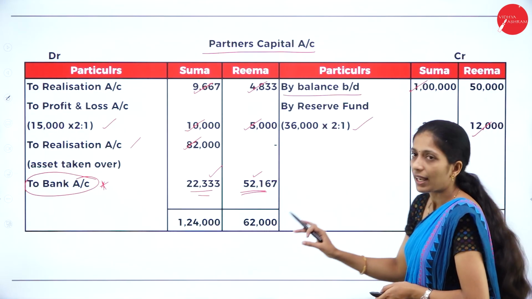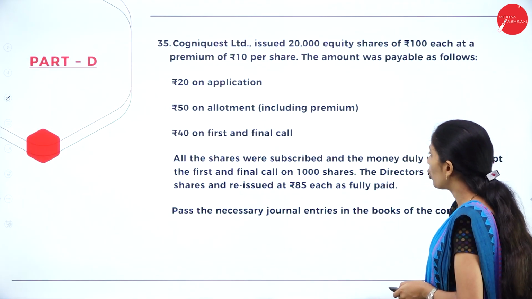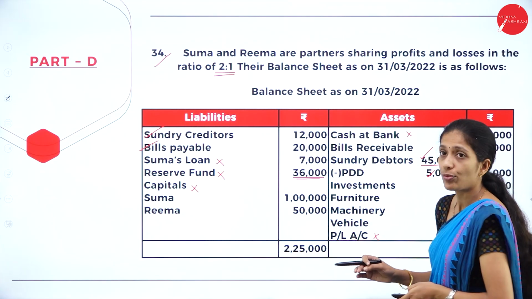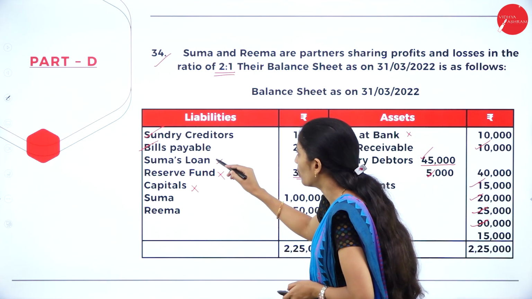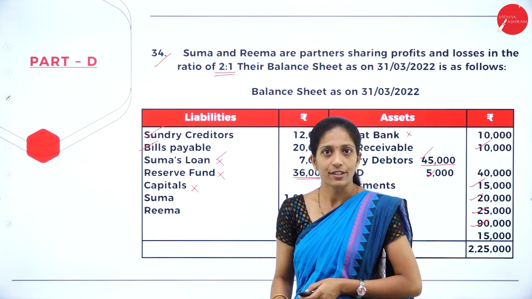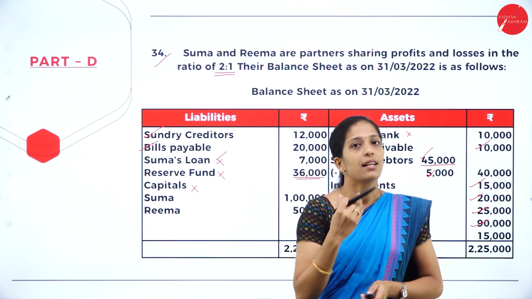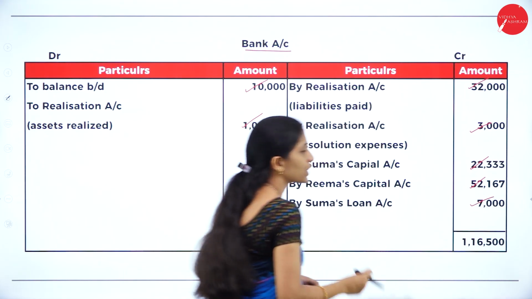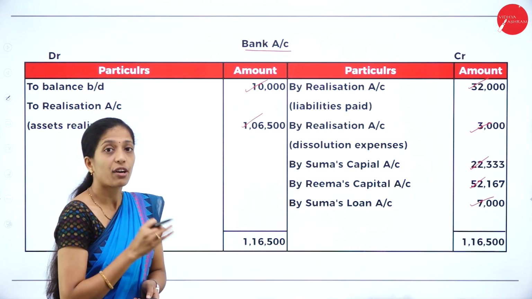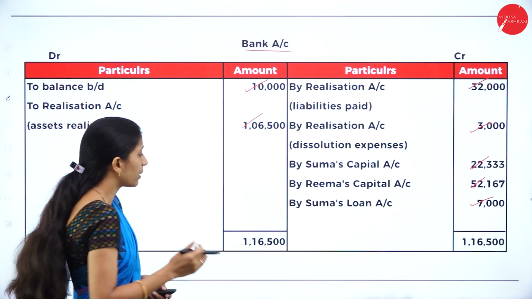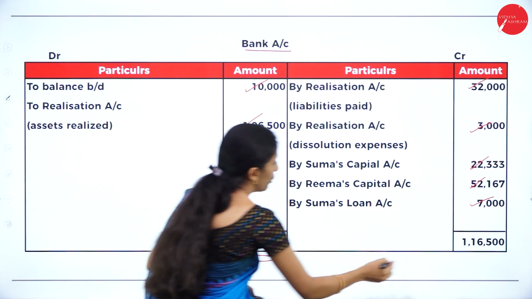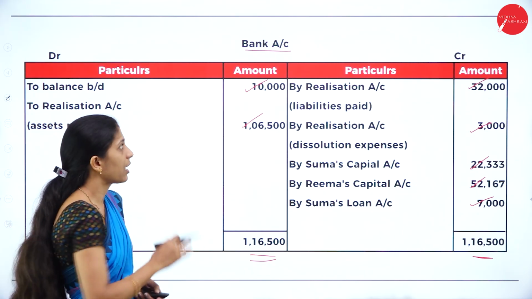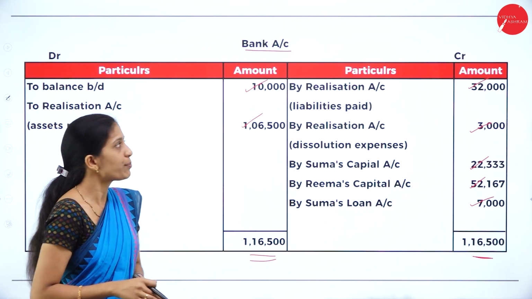There is no other bank account, but we have left one more item. In your balance sheet, we have not recorded what? That is Suma's loan. So that you have to record in your bank account. How do you record? By Suma's loan account 7,000. Now balance both the sides and your bank account has to tally. Your total of debit side should be equal to total of credit side, that is 1,16,500. So this is about your dissolution problem.